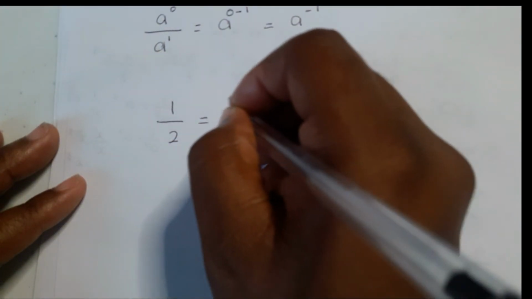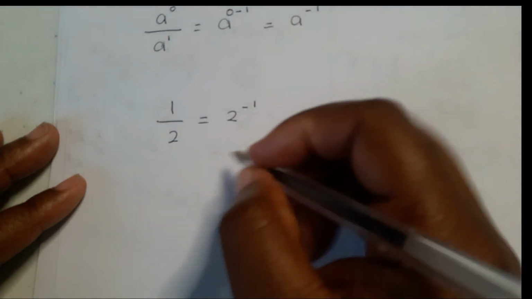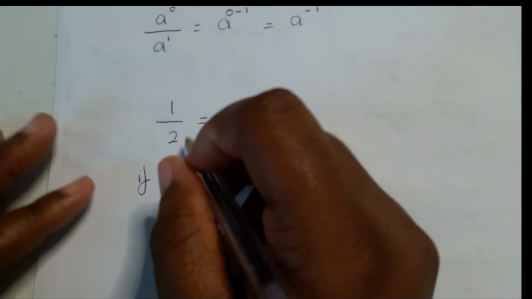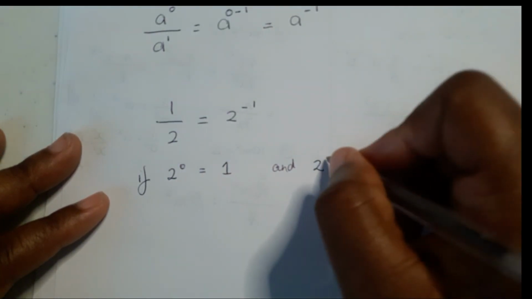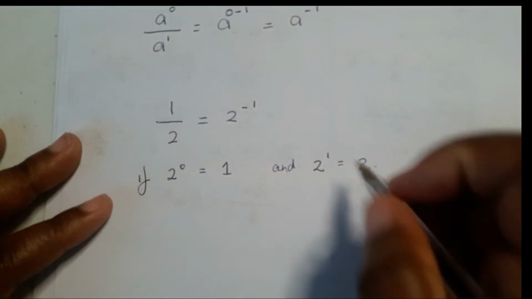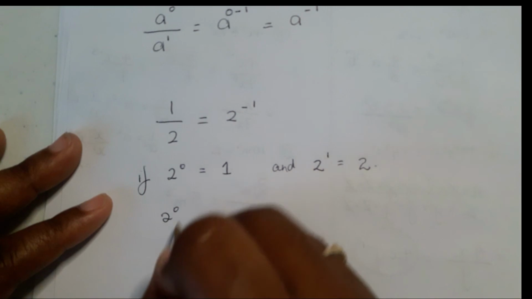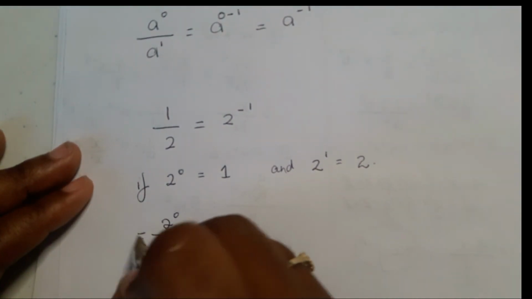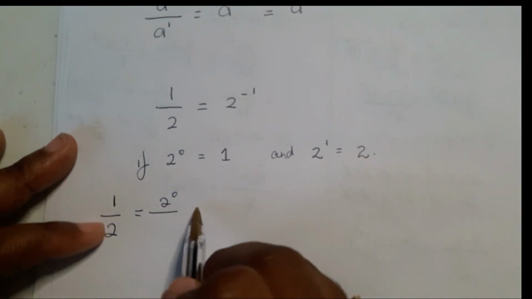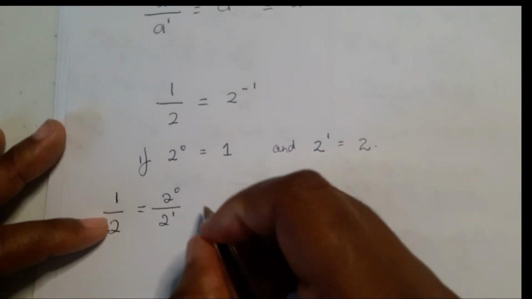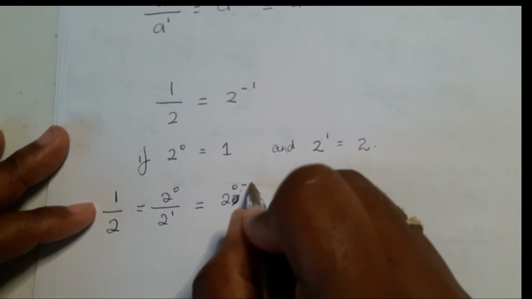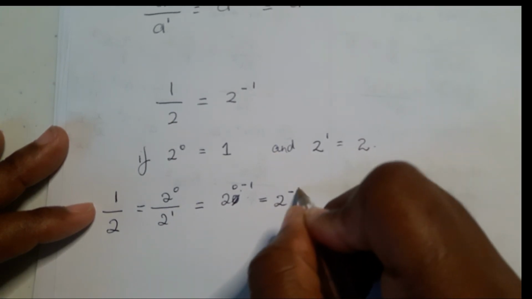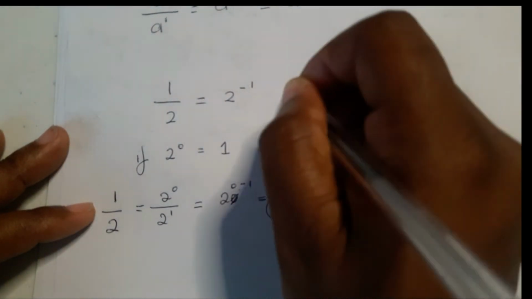Just the same way as if you have 1 over 2, you could write it as 2 to the minus 1. Why? Because remember, 2 to the 0 is equal to 1, and 2 to the 1 is equal to 2, then we could substitute each of these. We could say 1 over 2 is equal to 2 to the 0 over 2 to the 1. And therefore, 2 to the 0 minus 1 will be equal to 2 to the minus 1. That's why this could be equal to that.